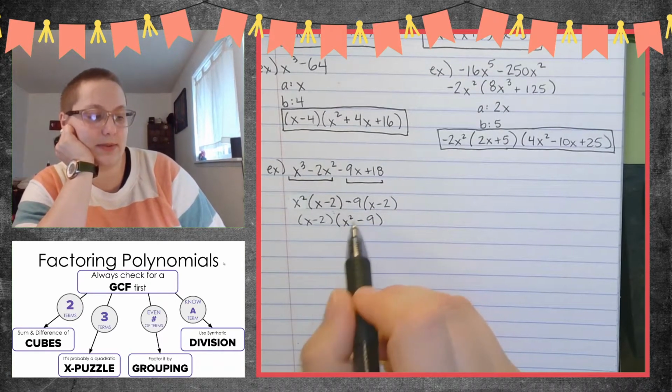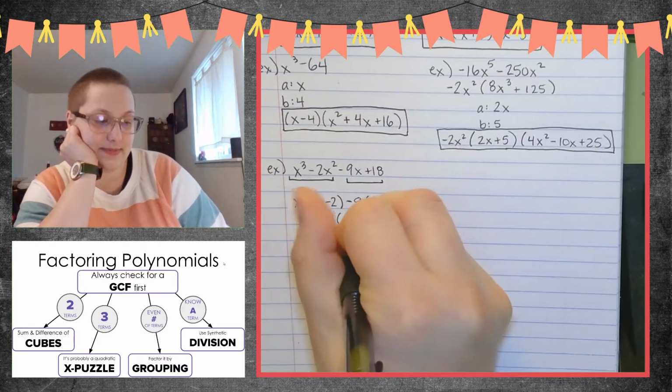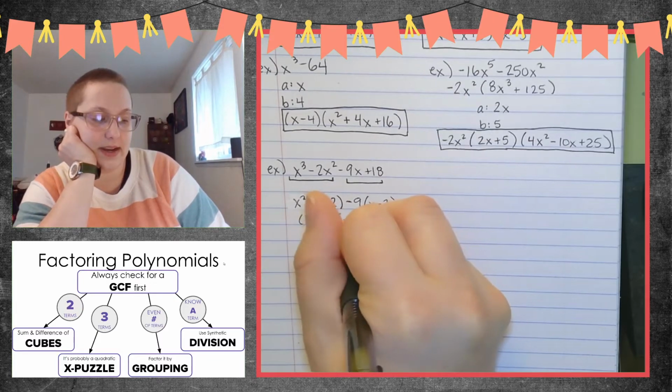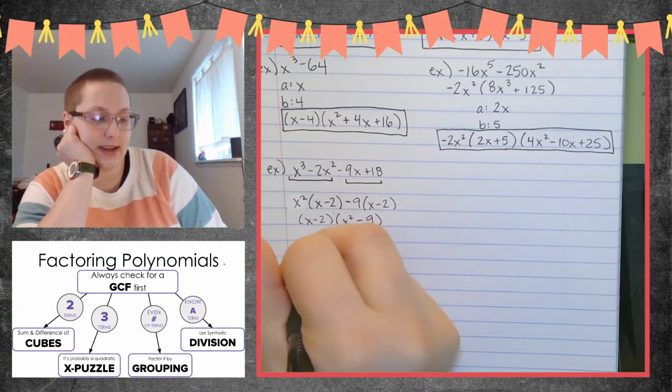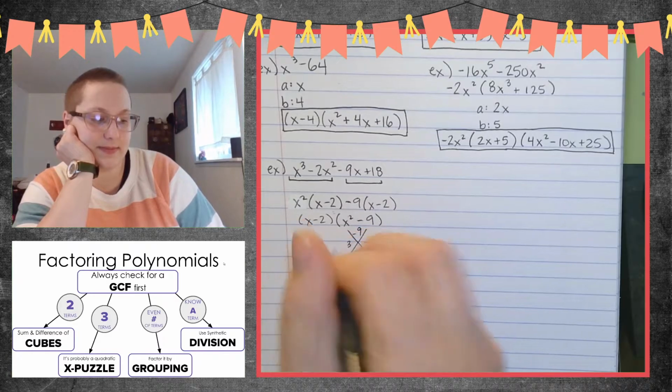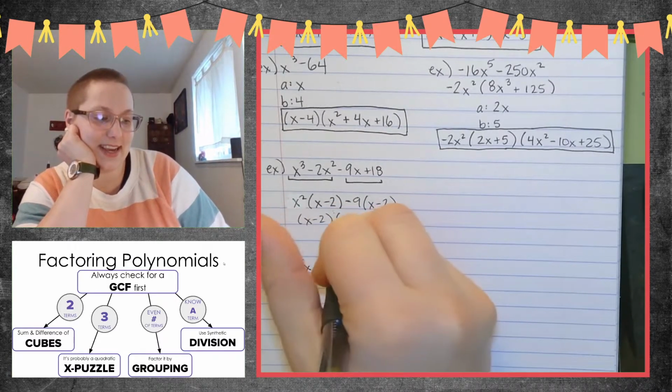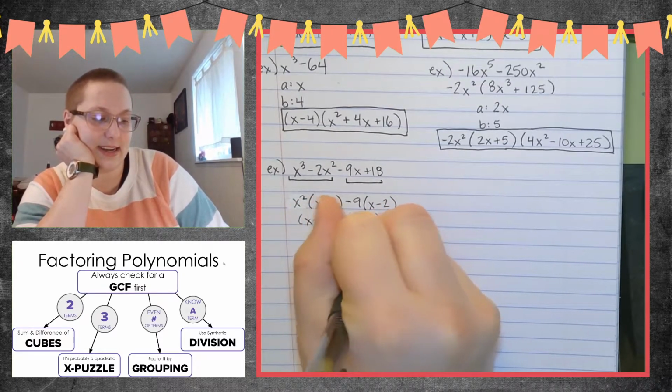All right, now this x squared minus 9 is a quadratic. If I do negative 9 and 0, that'll be 3 and negative 3. So this x minus 2, oops, no, I'm good. I thought I forgot the x squared. X minus 2, and then this is x plus 3 and x minus 3.